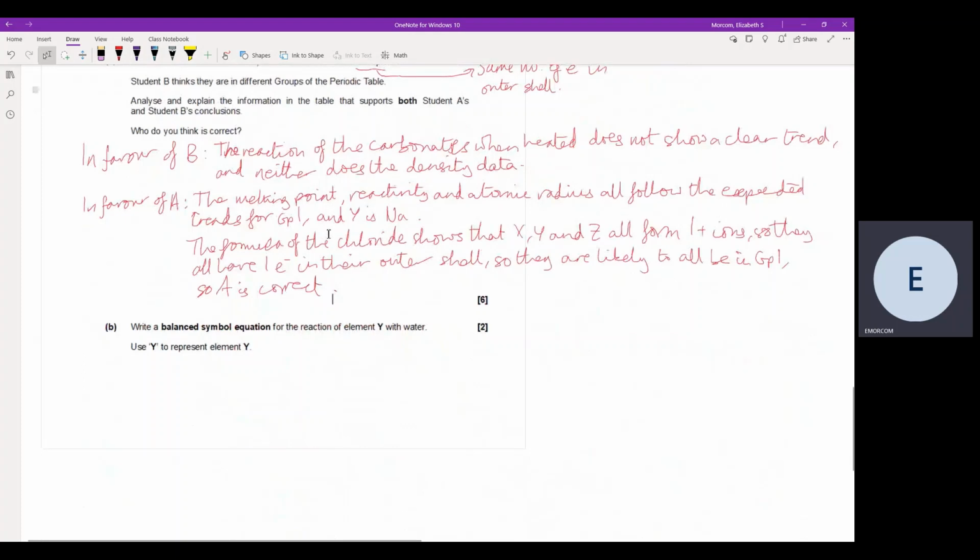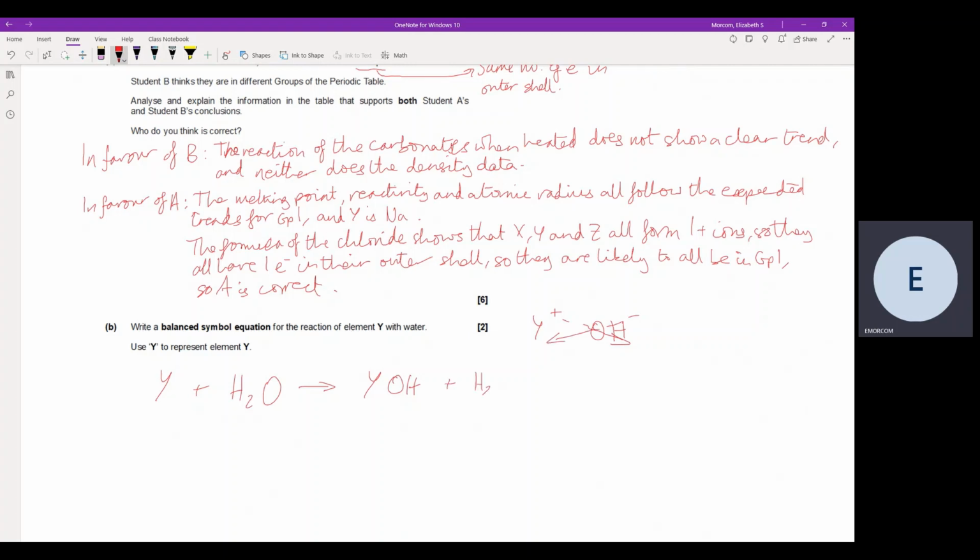And then finally, write a balanced symbol equation for the reaction of element Y with water. So Y plus H2O is how we're going to start. And we need to learn that group 1 metals form metal hydroxides, which have the formula metal OH, because it's Y plus and OH minus. We need one of each, or you could do the crossover method. There are no numbers there, so it just becomes YOH.